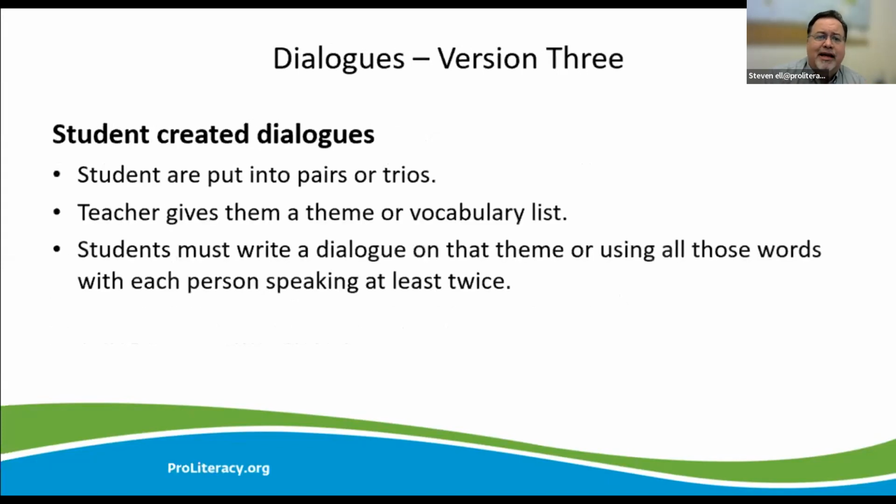Version 3 is completely student created. In this case, what I usually do is put the students into pairs or trios, and then I will give them a theme that they can work on, or a vocabulary list, or a combination of the two. And then the students will write their dialogue themselves, using that theme or the vocabulary words that I've chosen. And then I tell the groups that each person in the group must speak at least twice.